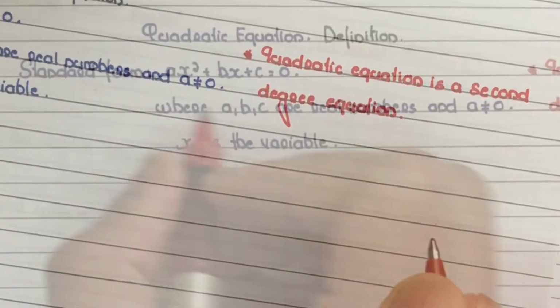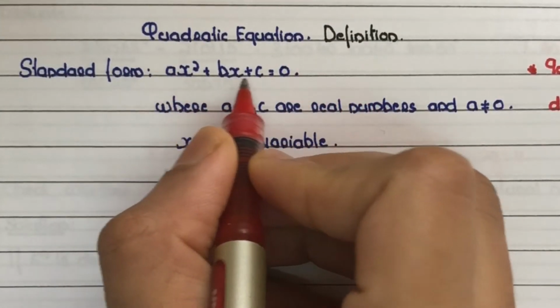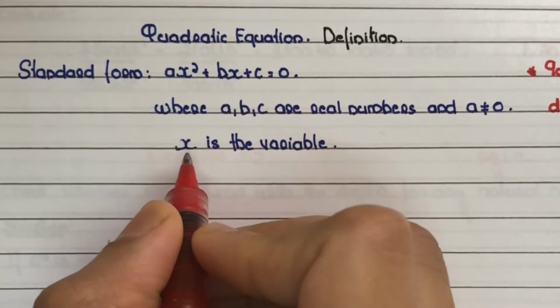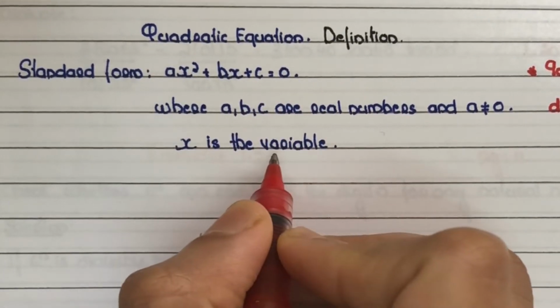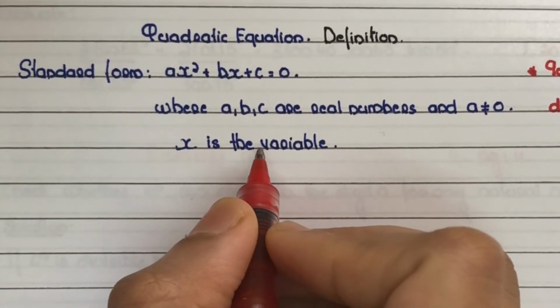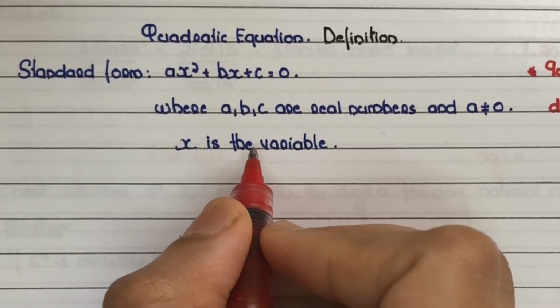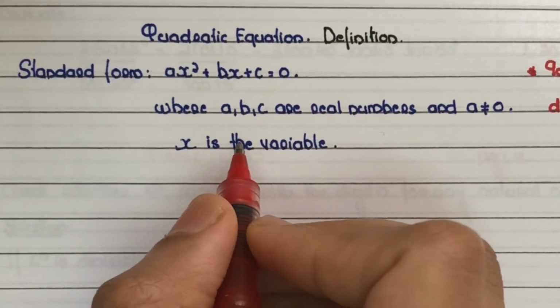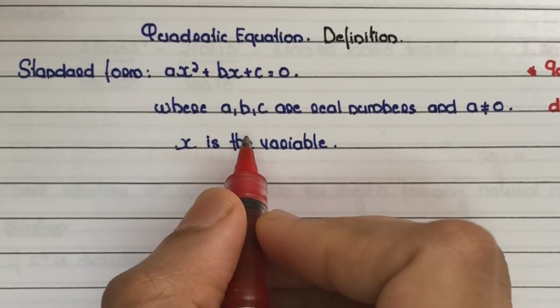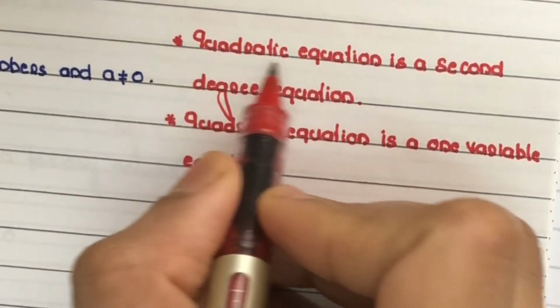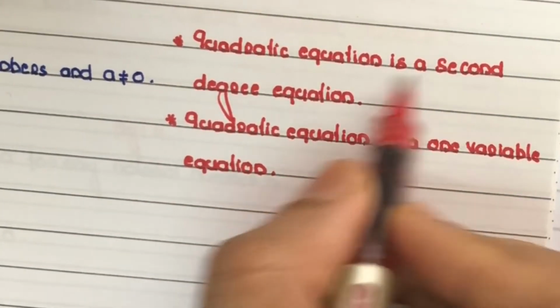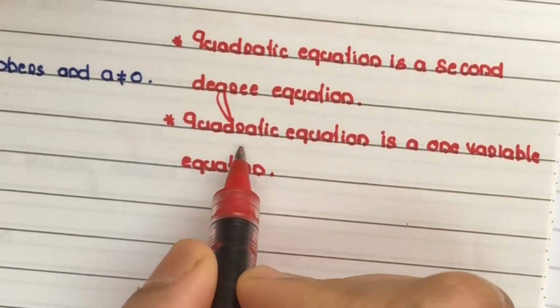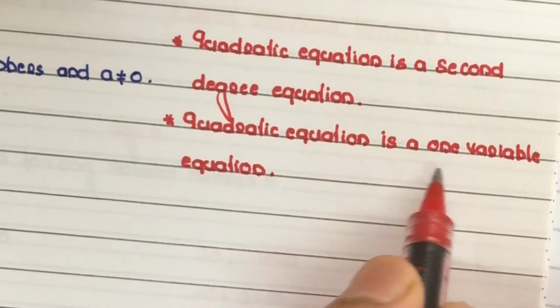Next, how many variables are there in this equation? Here, x is the only variable, that is, one variable. So we got one more point. What is that? A quadratic equation is a one variable equation. A quadratic equation is a second degree equation and a quadratic equation is a one variable equation.